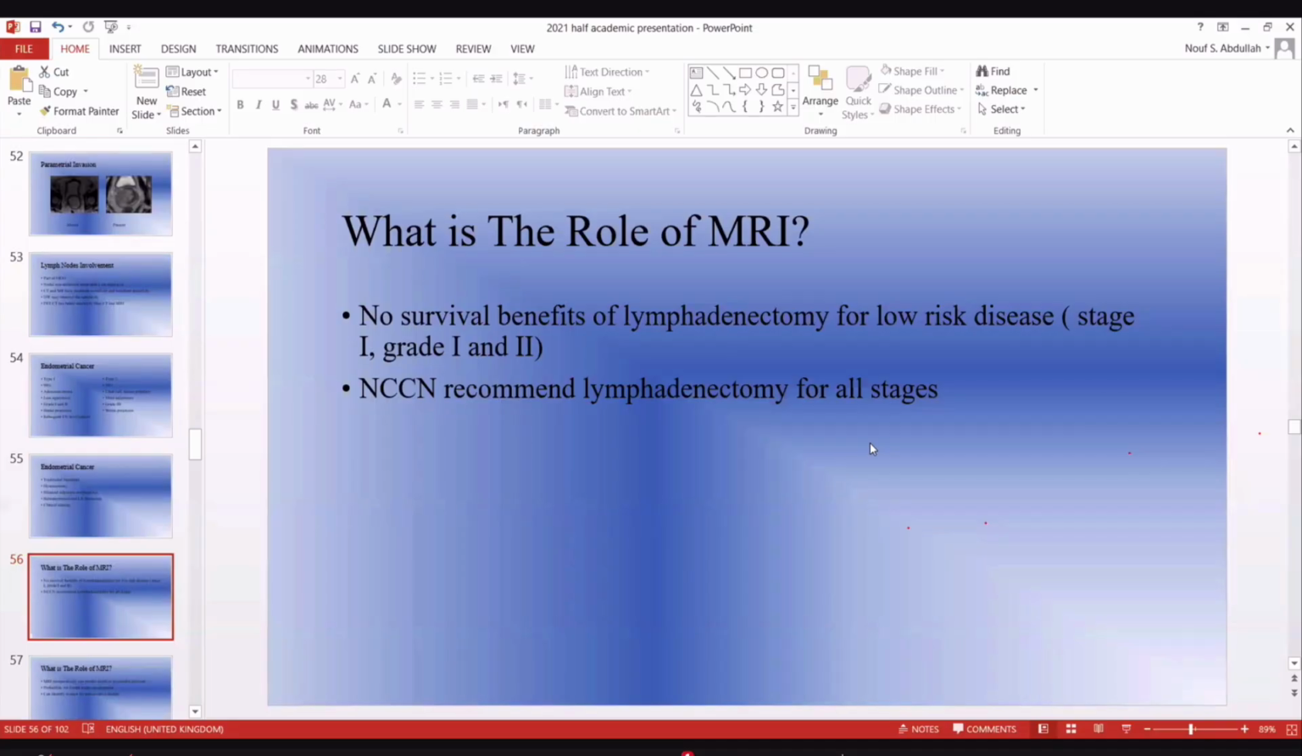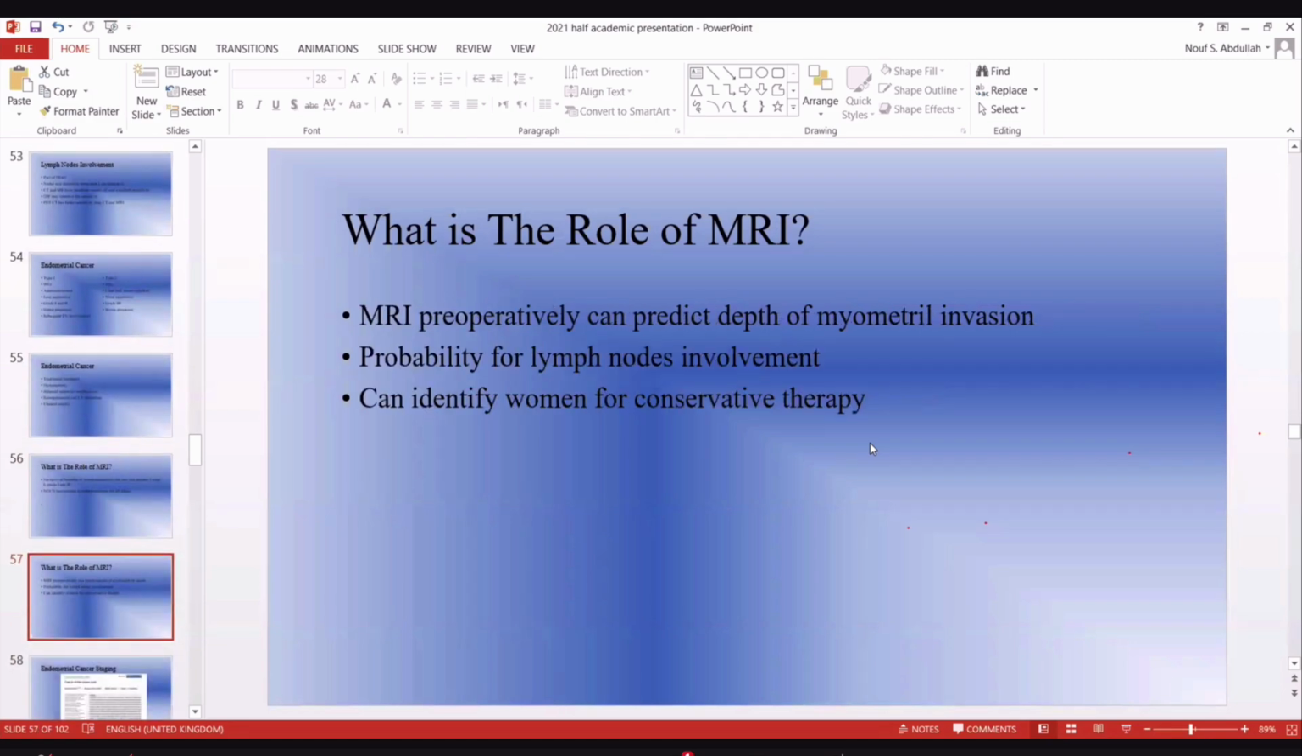However, I want you just to keep in mind, guys, that NCCN guidelines recommend lymphadenectomy for all stages. So if you have a healthy patient coming with stage 1A with no comorbidities, it is recommended to go for lymph node dissection and retroperitoneal lymph node dissection to get the accurate staging of the cancer. So the MRI is very helpful, as I told you, to predict the depth of myometrial invasion. So we can tell what is the probability for lymph node involvement, and we can identify patients who can benefit from conservative therapy. What does that mean?